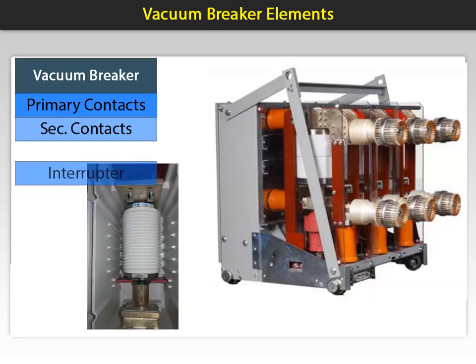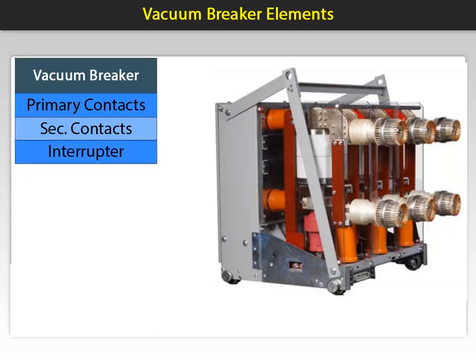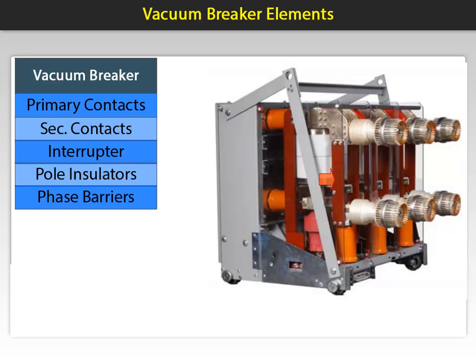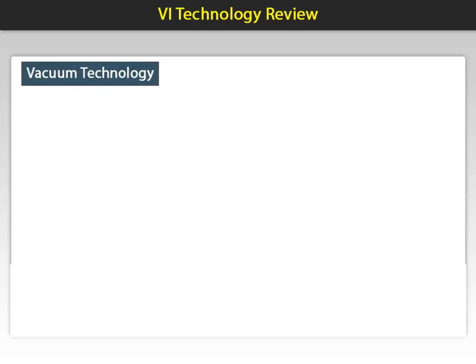Depending on the rating, these come in many different sizes. Pole insulators support the bottle for integrity and isolation during operation. Phase barriers are used to isolate the individual power poles. Here is a closer view of a vacuum bottle removed from the assembly. How does vacuum technology work?